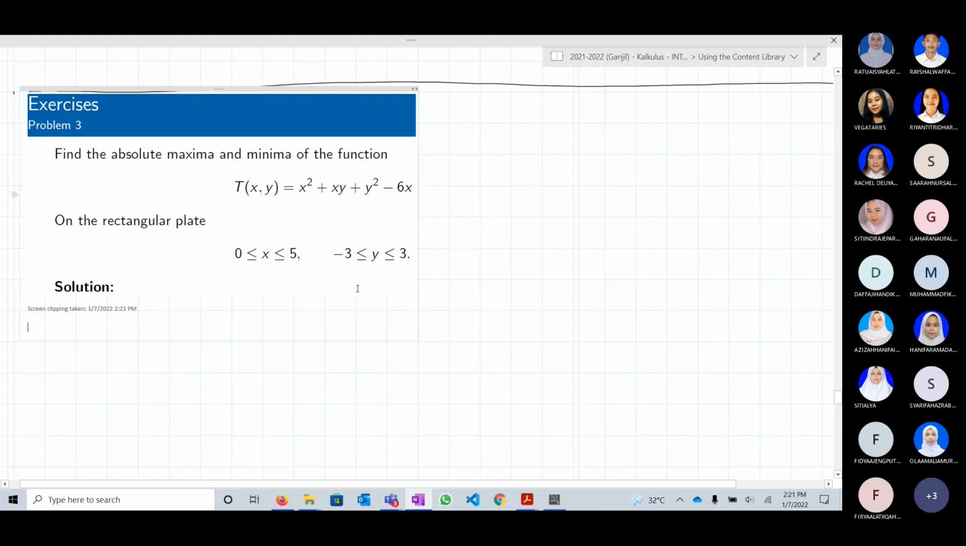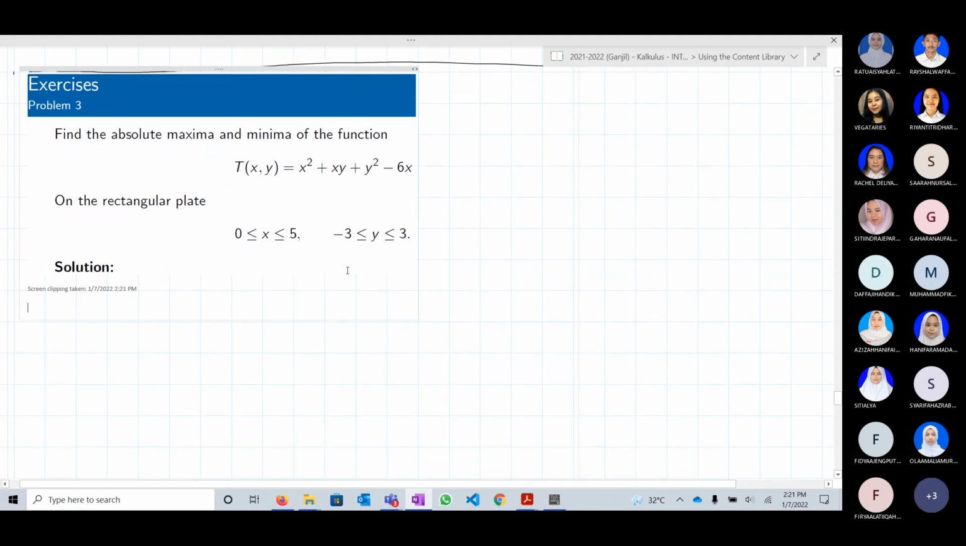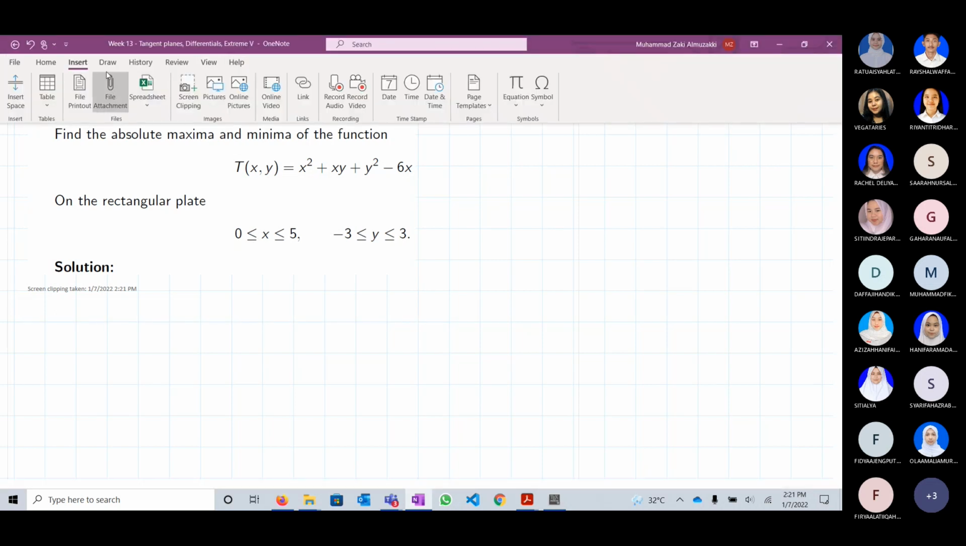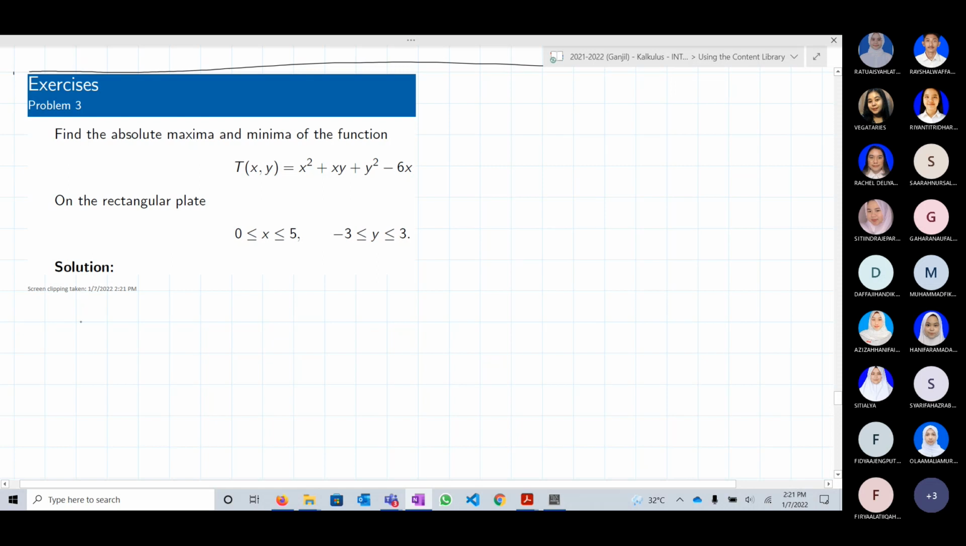Find the absolute maxima and minima of the function T on that rectangular plate. So in this case, first we find critical points in the interior of the rectangular plate.